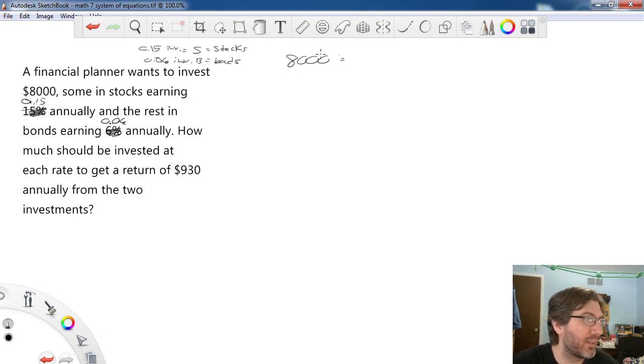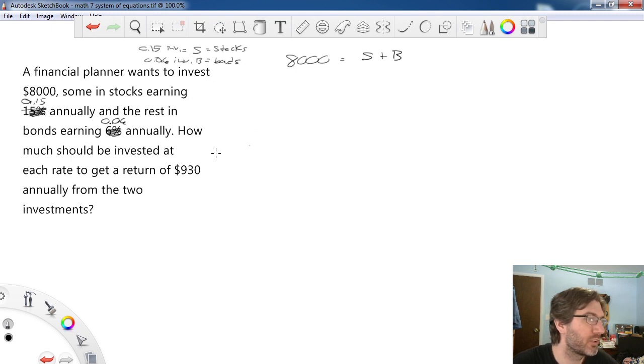So we have 8,000 is going to be however many stocks plus bonds we have. They need to add up to $8,000. So the price of all my stocks plus the price of all my bonds is going to be $8,000. That's how much I'm investing, and I'm investing in these two things. So it's one or the other. It's not anything besides these two things. So there's our first equation.